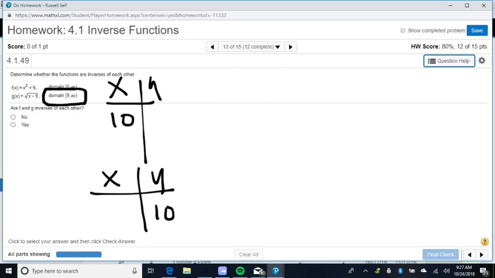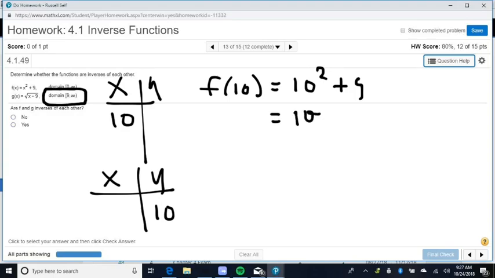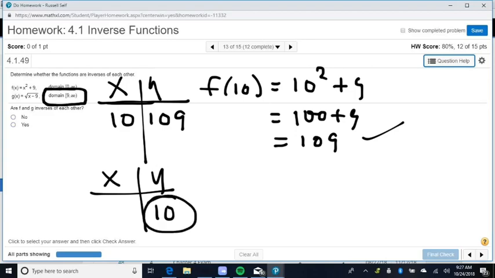Right? So let's do the math. For the first one, we're going to find f of 10. That should be 10 squared plus 9, which gives us 100 plus 9, which is 109. Everything good? Okay. So that means there is one value on our function from our first function. This time we're going to use not x equals 10 but y equals 10. So we're going to replace the g of x with 10.